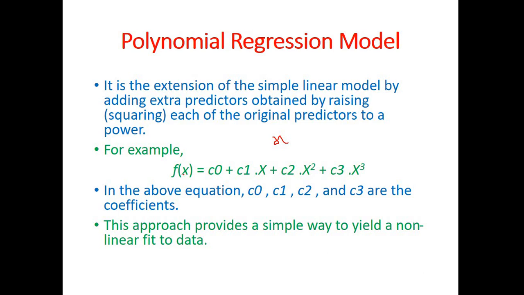to the function. F of x is equal to c0 plus c1x plus c2x square plus c3x cube, where c terms are called coefficients and x terms are called predictors. This approach provides a simple way to yield a nonlinear fit to data.